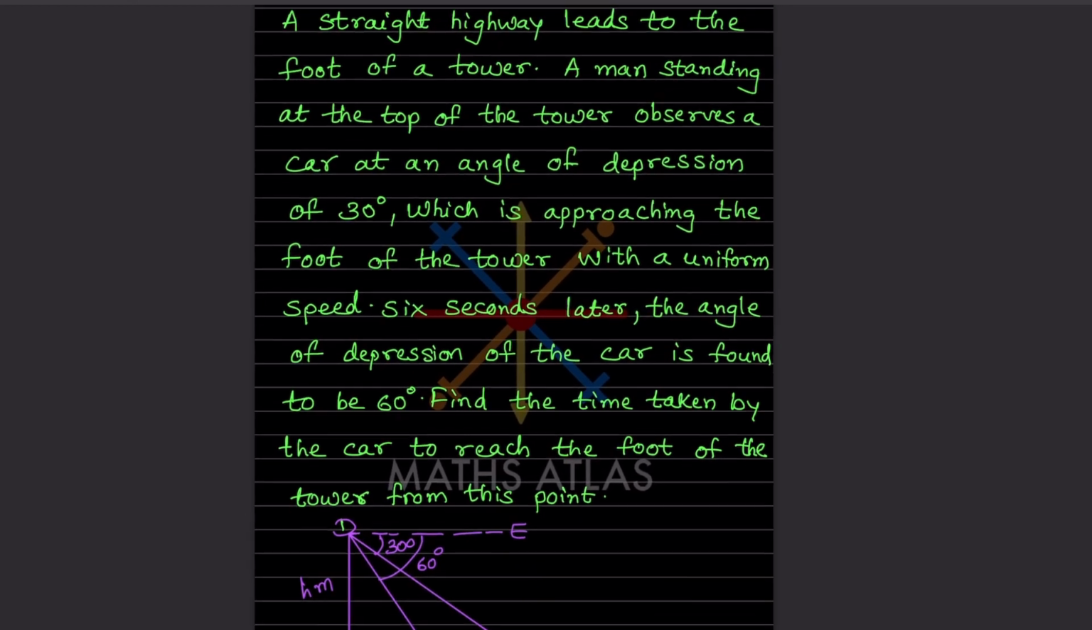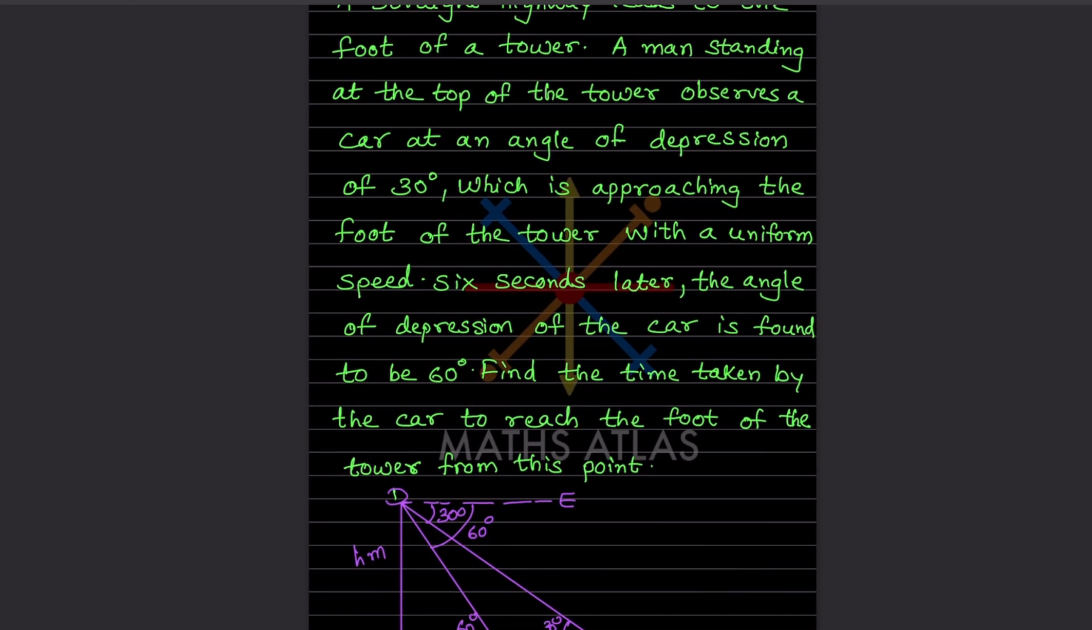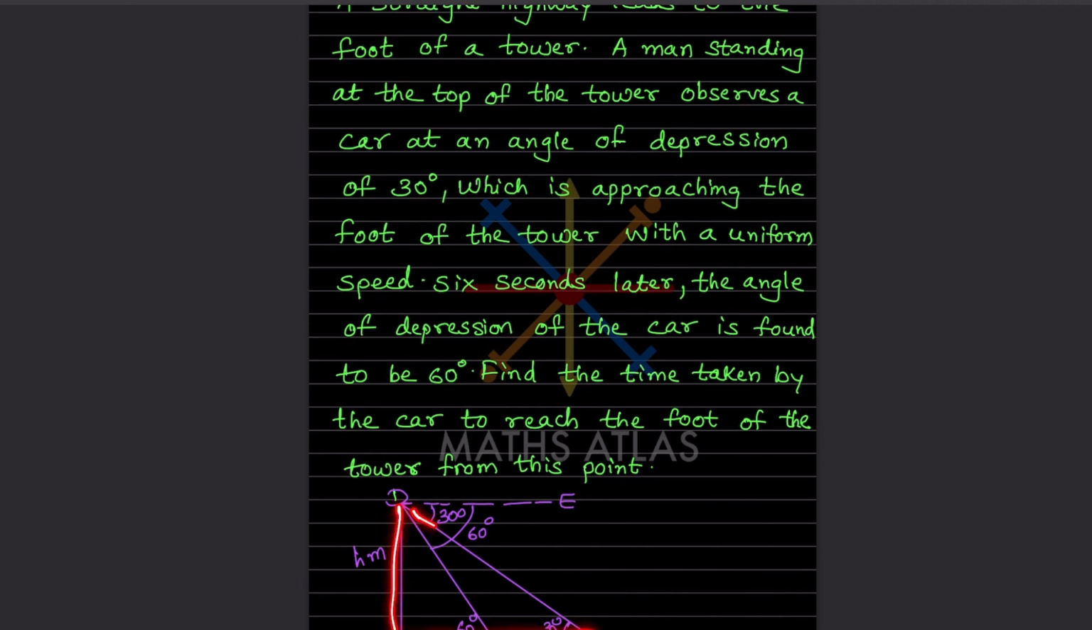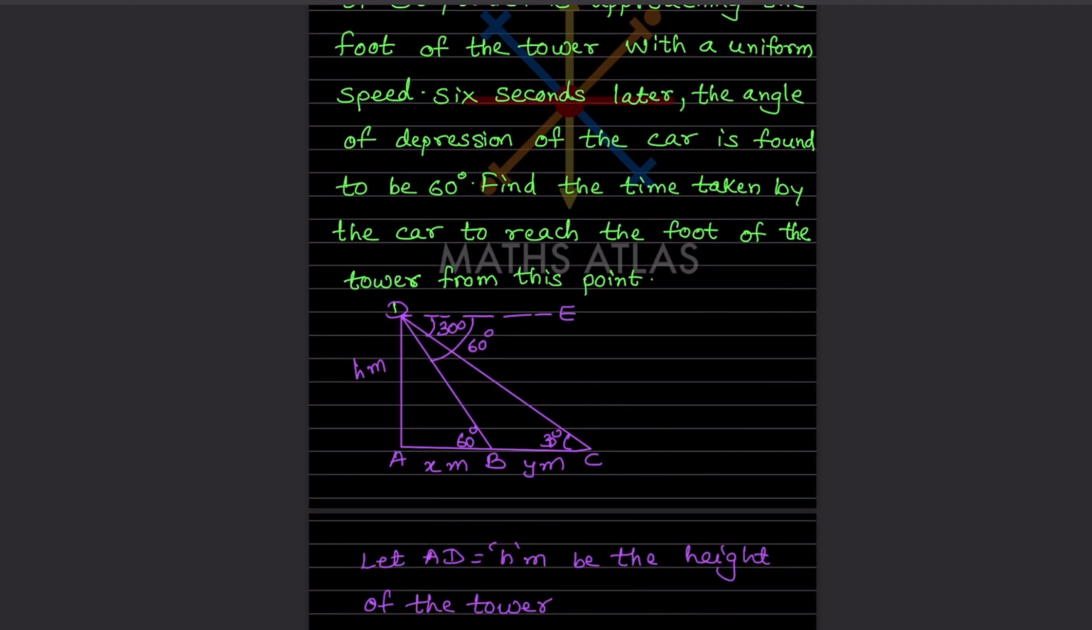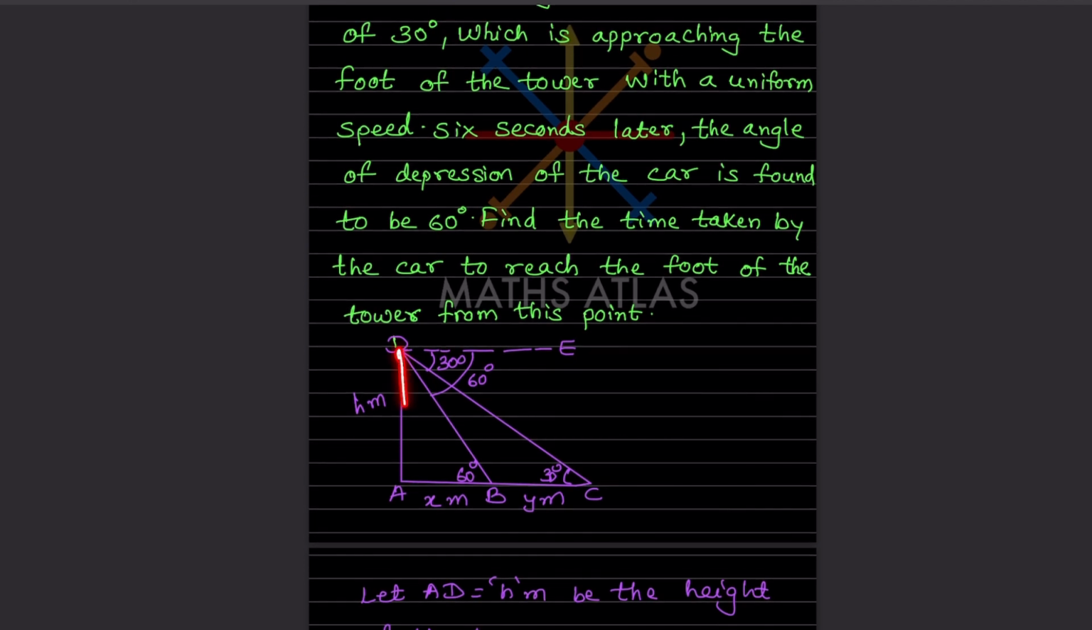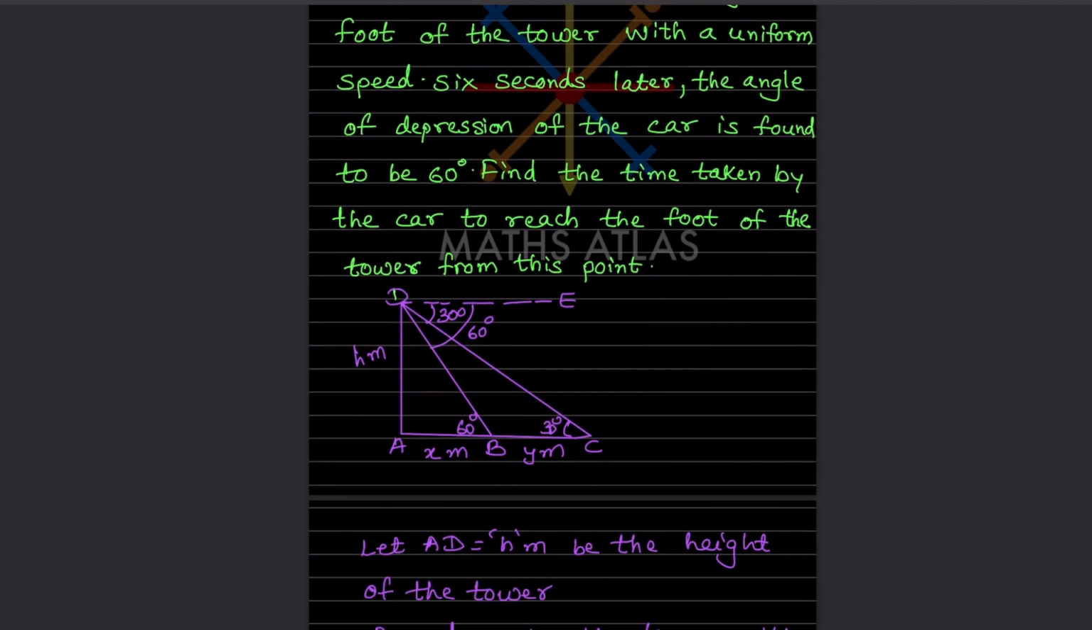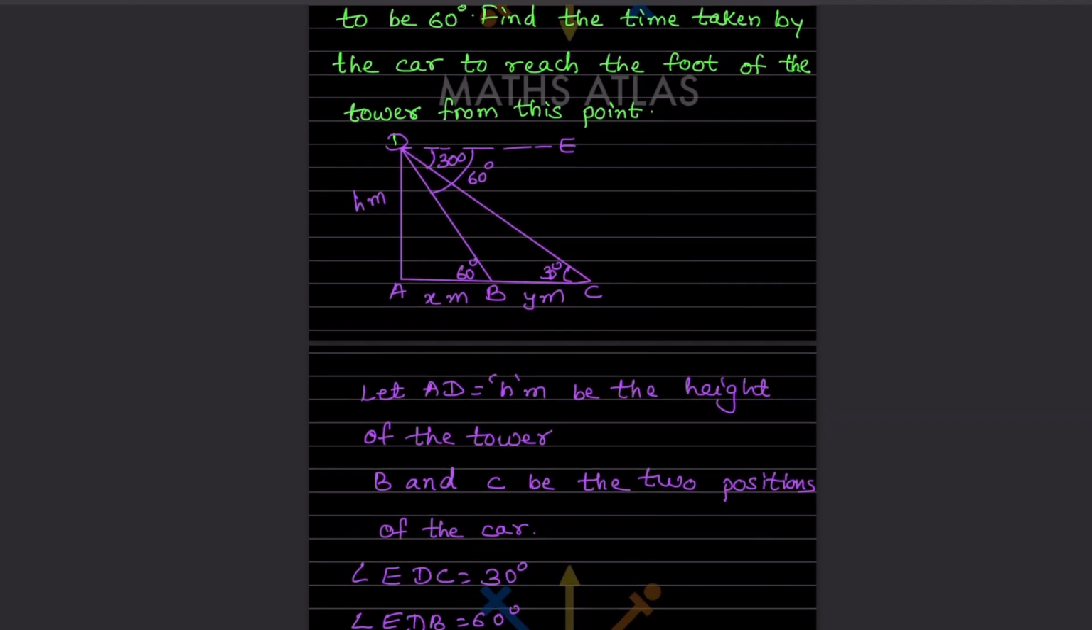So here we can draw this diagram first. Look at this diagram, a straight highway. What is given over here: this AD is the height of the tower, and B and C are the two positions of the car. Now, if we take angle EDC, this is 30 degrees. EDC is nothing but DCB, so this also is 30 degrees.